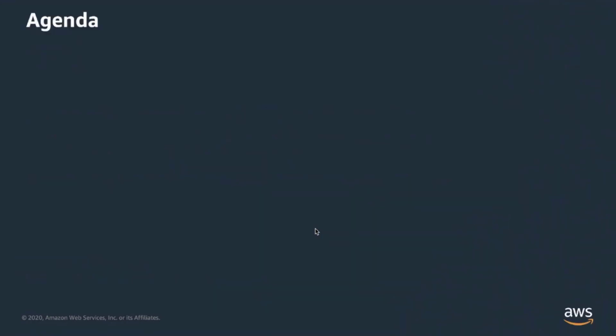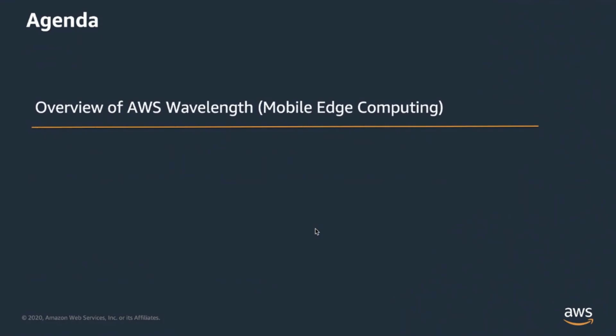Let's get started. Let's look at a quick view of the agenda today. So we'll do a quick overview of AWS Wavelength, a mobile edge computing platform: why we built it, what Wavelength solves for our customers, and where it sits in the mobile carriers' network as of today.